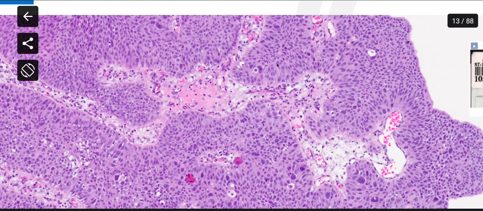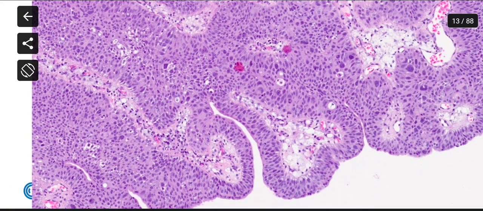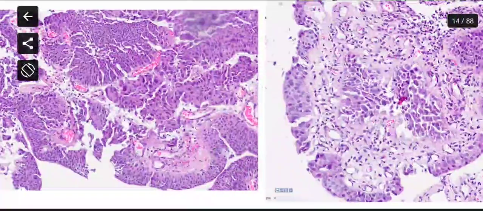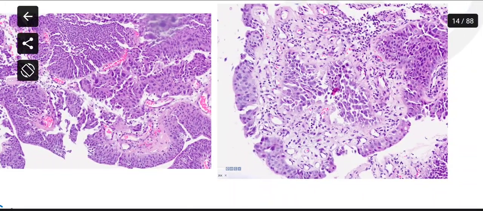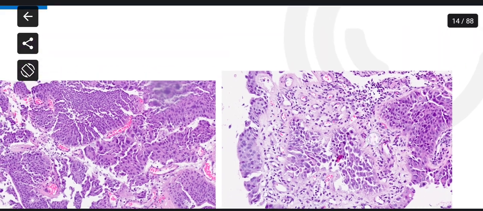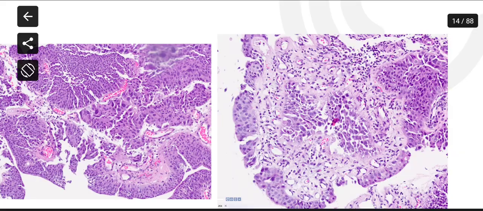There is some apoptosis happening. Notice that the polarity of the intermediate cells is mostly maintained. They are perpendicular to the basement membrane. Here there is an inverted growth pattern. The cells are seen in the lamina propria with inflammation surrounding them. Not great inflammation, but there are some vessels and some lymphocytes.